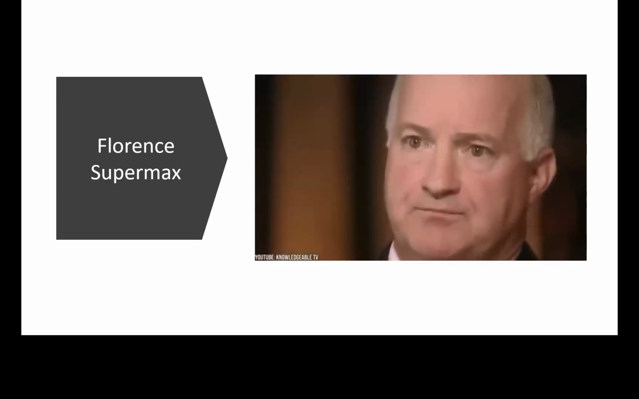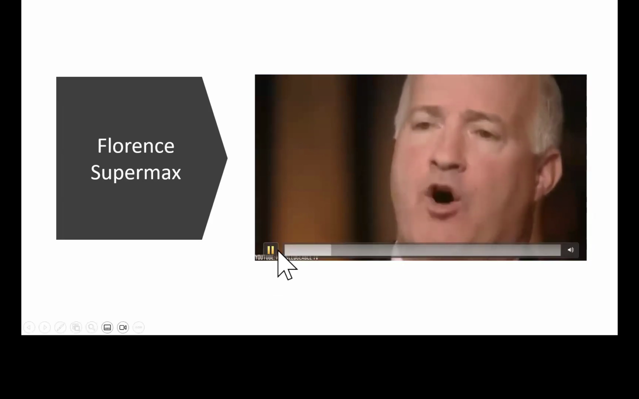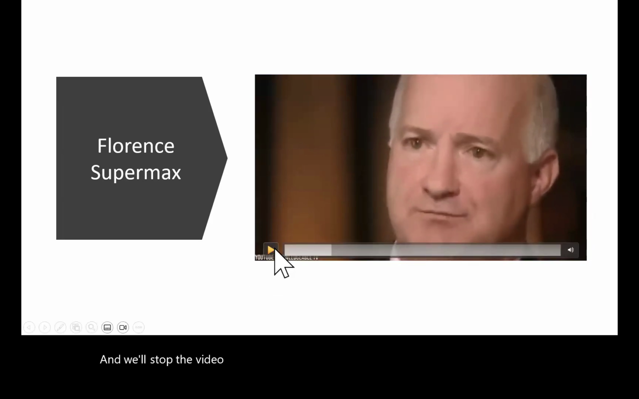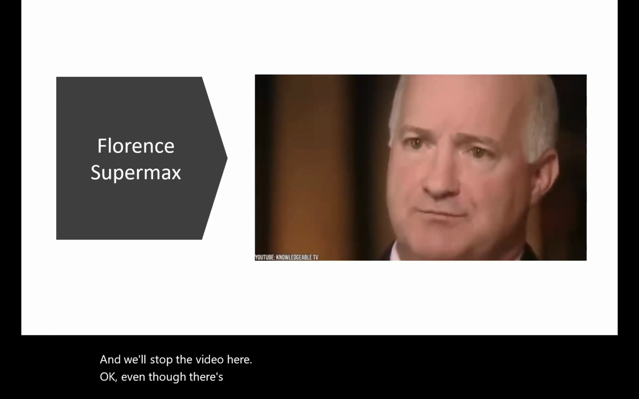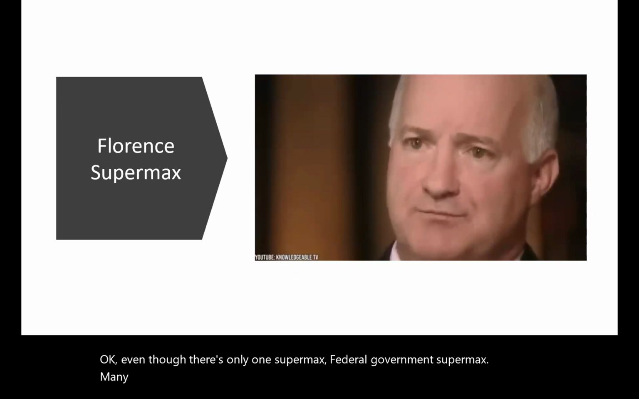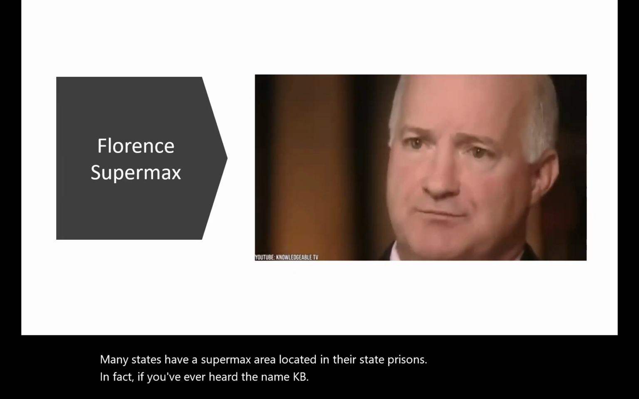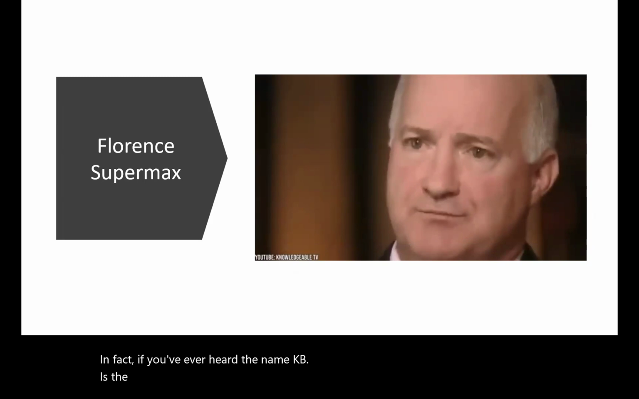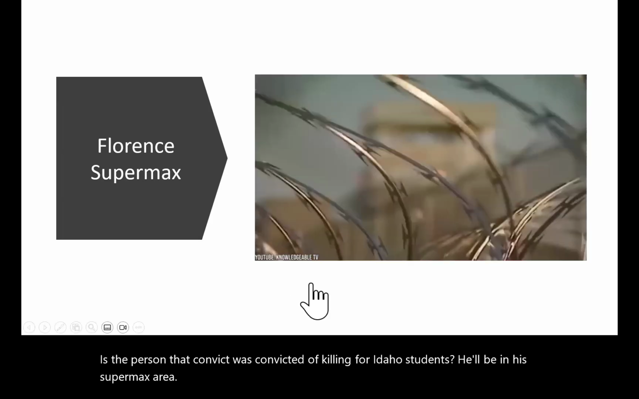As Robert Hood, a former warden of the ADX, told the New York Times in 2015, even though there's only one federal government Supermax, many states have a Supermax area located in their state prisons. In fact, if you've ever heard the name KB, he's the person that was convicted of killing 4 Idaho students. He'll be in his Supermax area. ADX Florence.